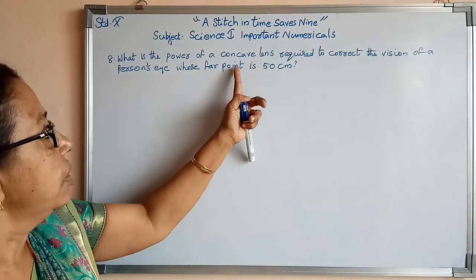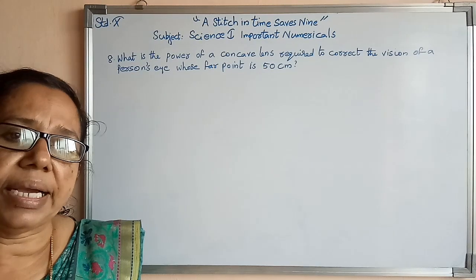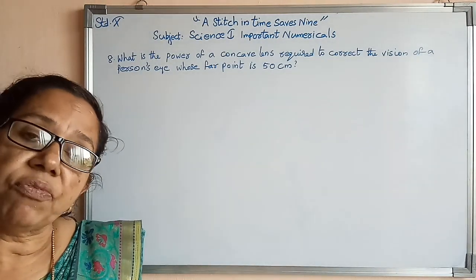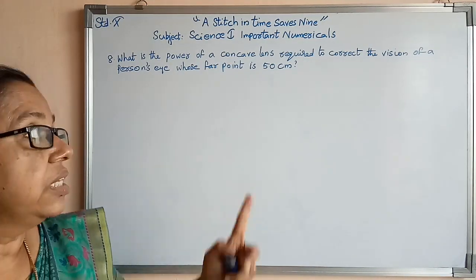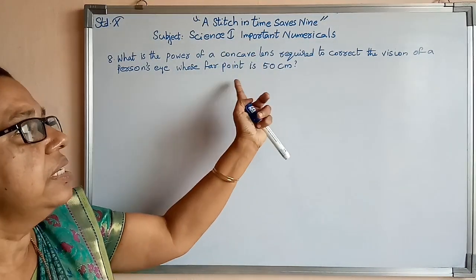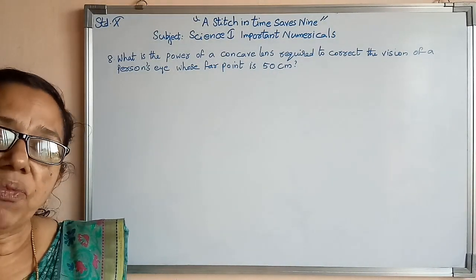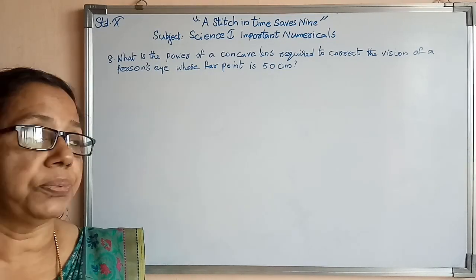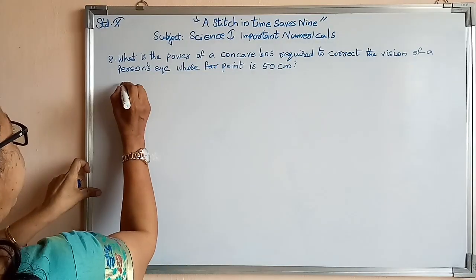Seeing this lens only, we can understand that focal length. Far point means focal length. Near point means again focal length. That will be positive or negative. So here a concave lens is given, so its focal length will be negative. Once the focal length is negative, then its power also will be negative. Let us solve. Here you have to find out the power.